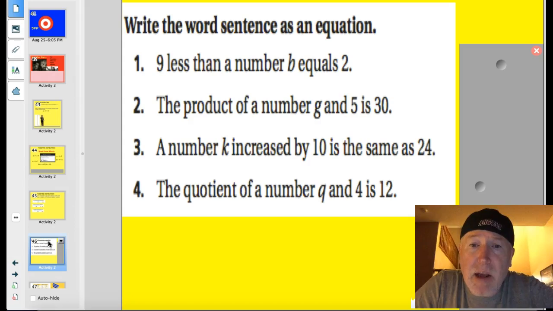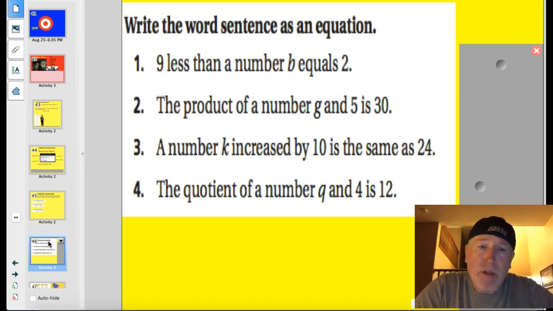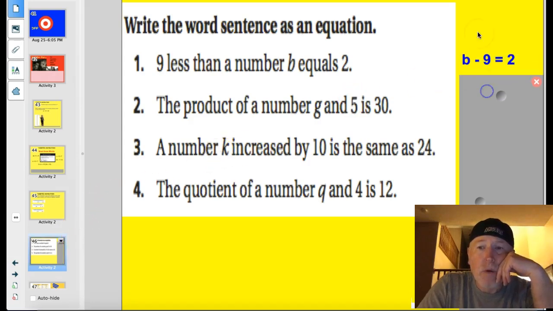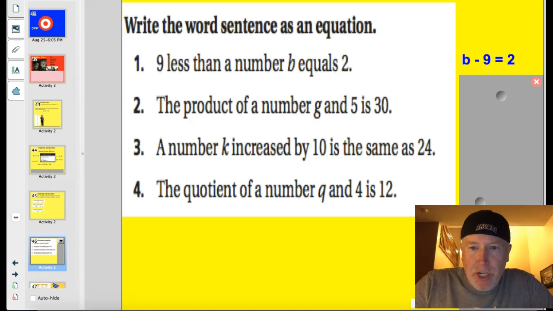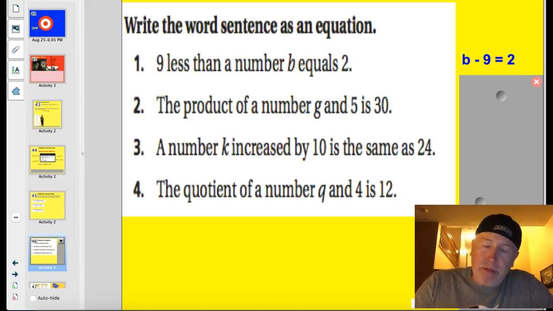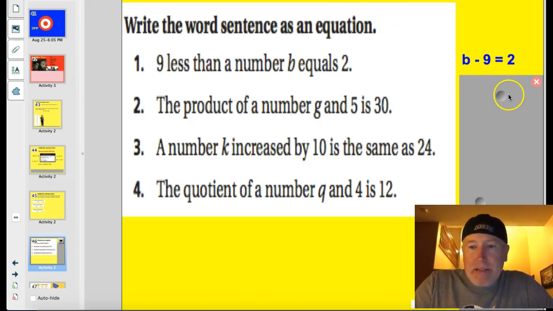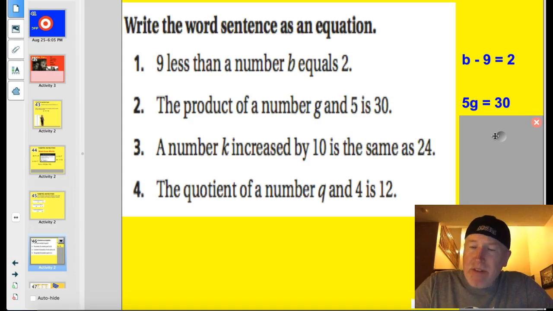9 less than a number b equals 2. You don't have to write this down, but just think about it. 9 less than a number b equals 2. Well, here's the b, here's 9 less, and it's equal to 2. The next one, the product of a number g and 5 is 30. We did these last night. We're just adding equals. 5g equals 30, or 5 times g, but again, math guys, 5g.